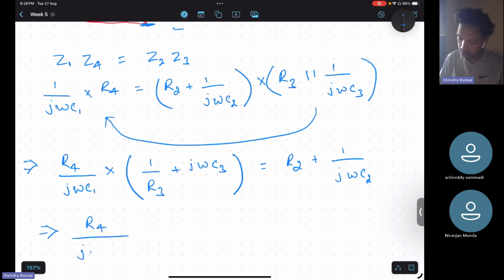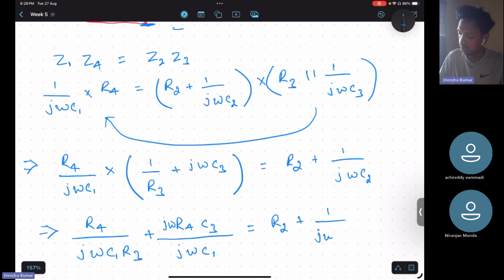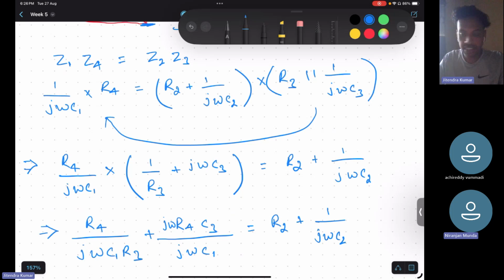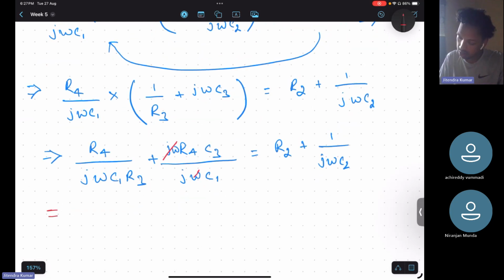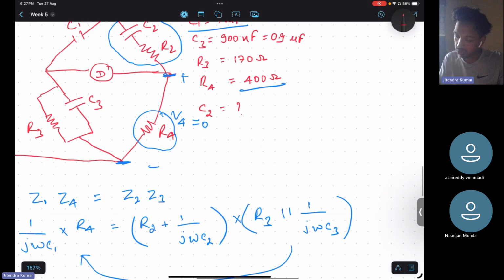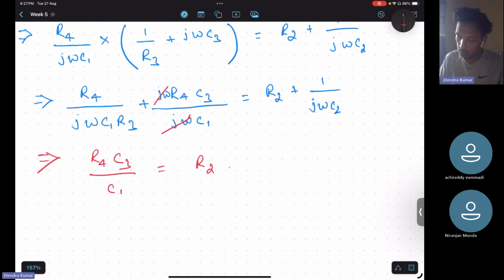Now we are good to go. We can simplify it here: j omega C1 R3 plus R4 j omega R4 C3 divided by j omega C1. Now we can equate them with R2 plus 1 by j omega C2. Again we will do the same thing. We will equate the real terms with the real terms, on the left hand and the right hand side, and imaginary terms with imaginary terms. First, j omega will be cancelled out here, and we will be left with the real term, that is R4 C3 by C1 is equal to R2. So here we can know the value of R2.